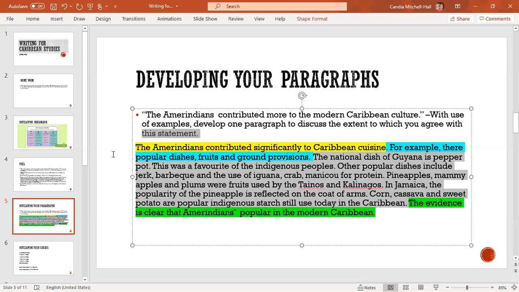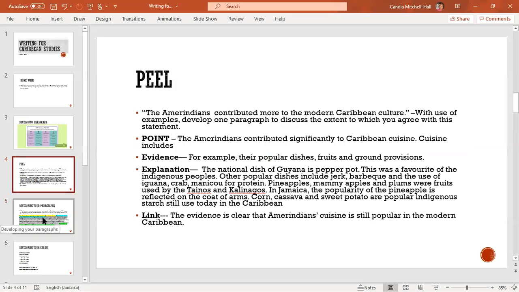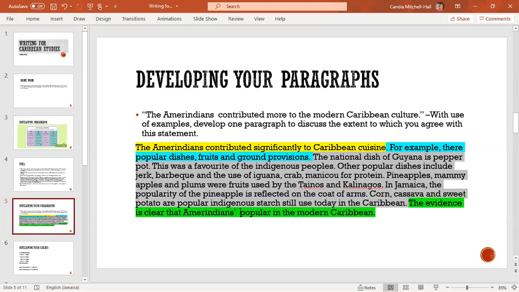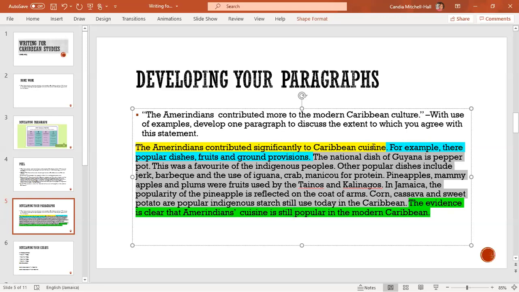Okay, so let us see here. All right, so this now, ladies, is our paragraph that we are working with. All right, there's one more correction I need to make. Good. All right, so I'm going to ask someone to read for me, please. Read the paragraph, this paragraph.